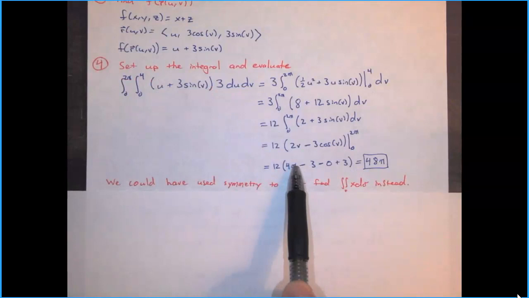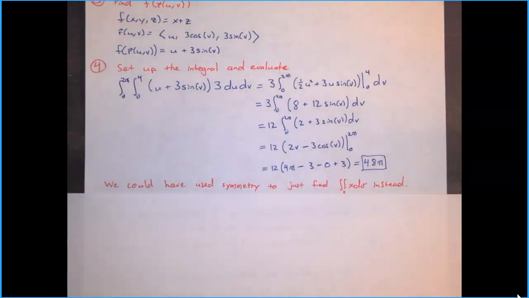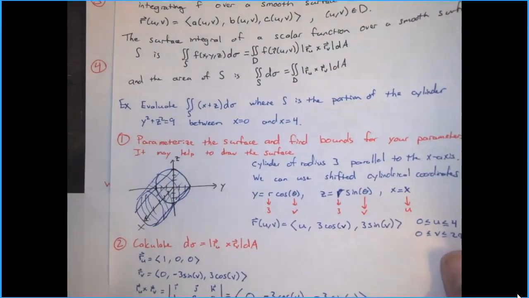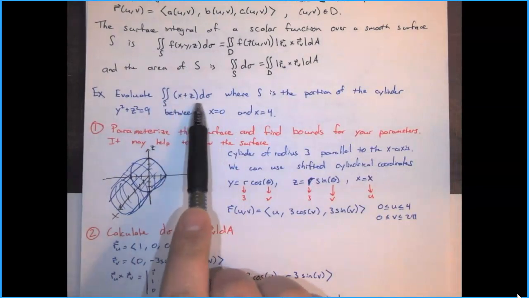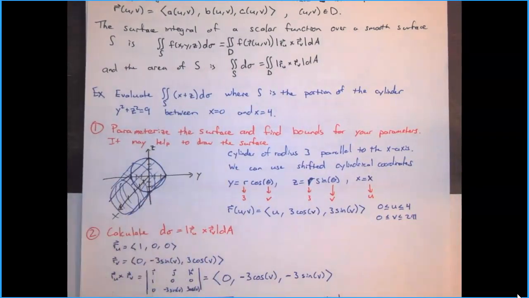Alright, let's end this video by talking about how we could have used symmetry in this example to just integrate x instead. So if I go back to my picture, here was the setup. I wanted to integrate the function x plus z over this cylinder. Well, this cylinder is symmetric in z, meaning it's a mirror image above the xy plane and below the xy plane. That's how it's symmetric with respect to z.